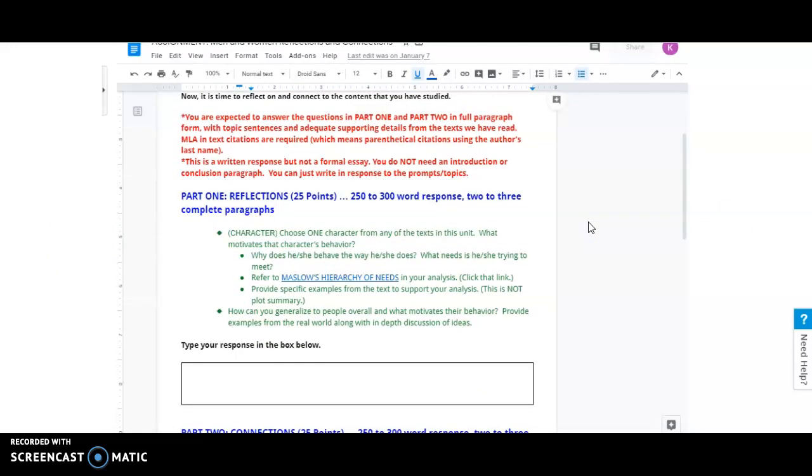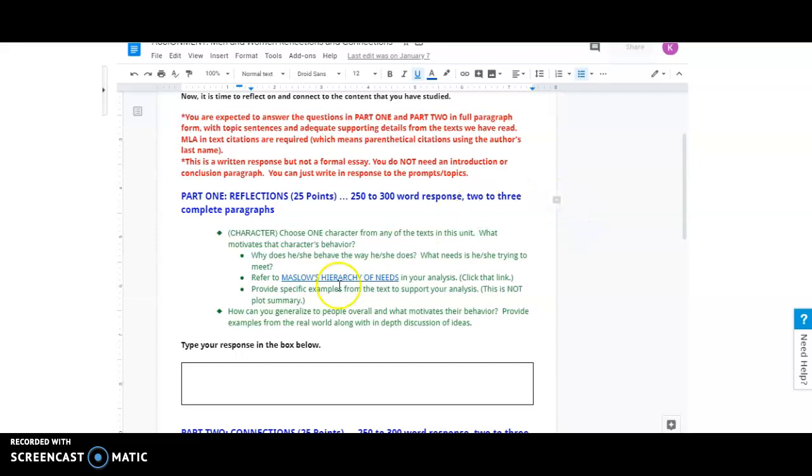For part one, you're going to be reflecting. You'll need to write at least 2 to 3 paragraphs, and you'll need to focus on one character. You're going to choose one character from the text in this unit, and then consider what motivates that character's behavior. Why does he or she behave the way he or she does? What needs is he or she trying to meet? You need to refer to Maslow's hierarchy of needs in your analysis.